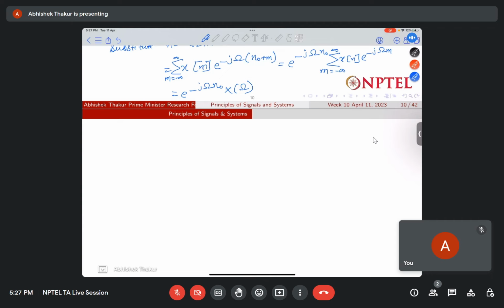So now let's take an example. If the Fourier transform of x of n is X of omega, then the Fourier transform of minus 1 to the power of n times x of n is?